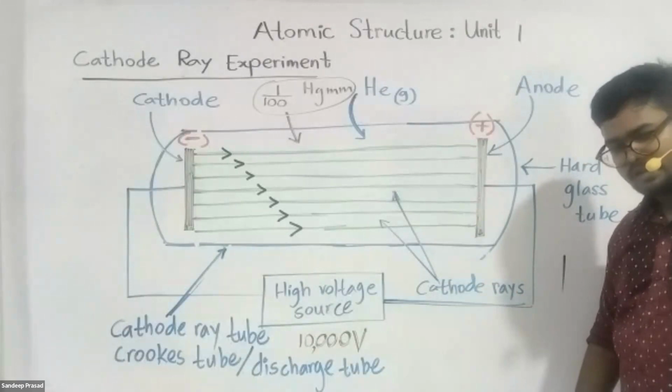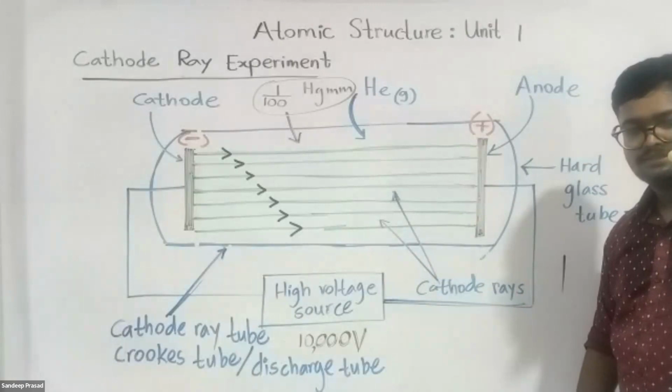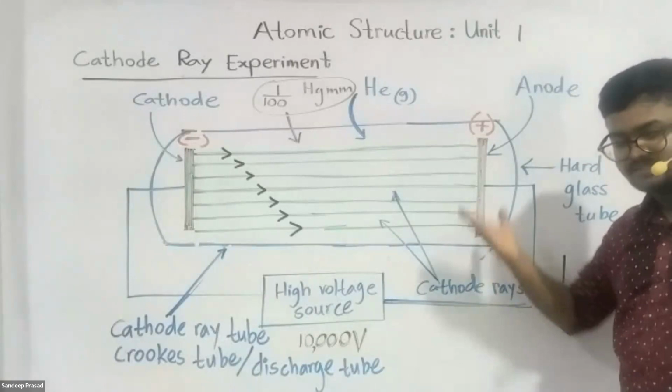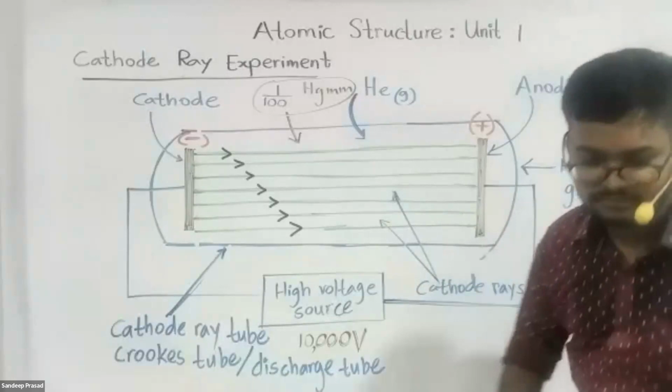Are those things X-rays, gamma rays? What are these cathode rays? Electrons, none other than electrons. Remember, this is the discovery of the electron. Okay.